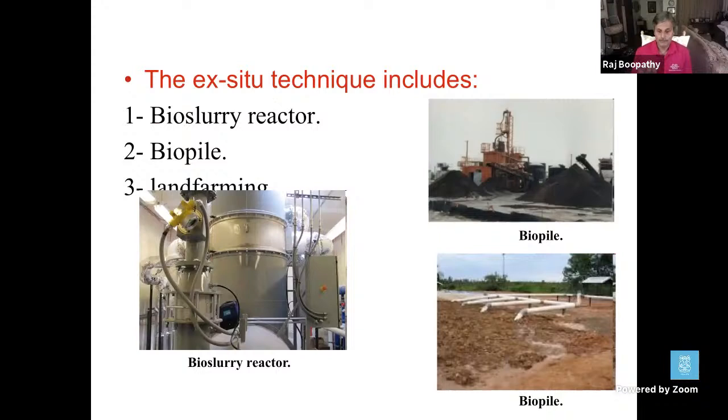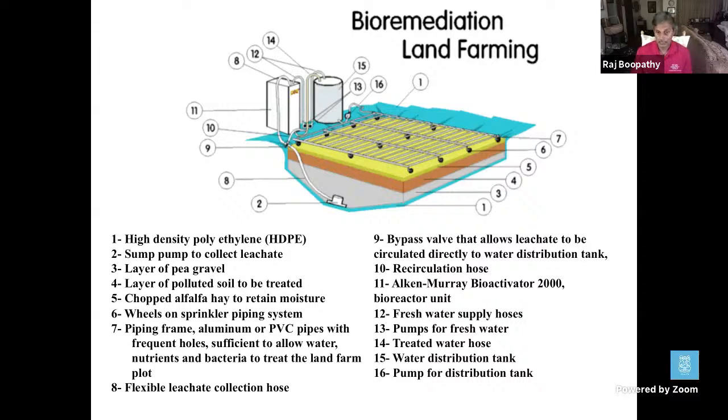So just again to revisit some of the processes, slurry reactor can be used. This is a really fast process, so you can clean up really quickly, but it's going to cost you a lot of money. Biopile is another process. You can put them in a big pile and create an optimum condition for microbes. And then you can use land farming, commonly used land farm.